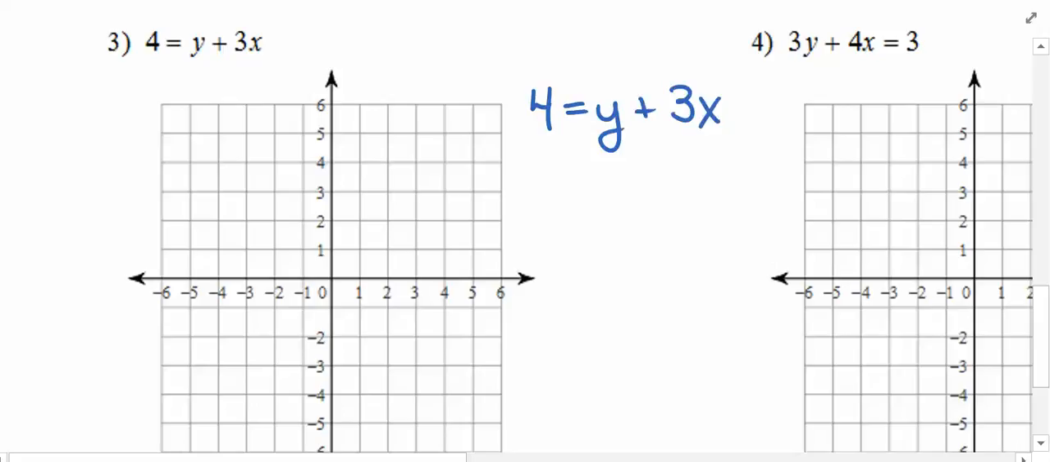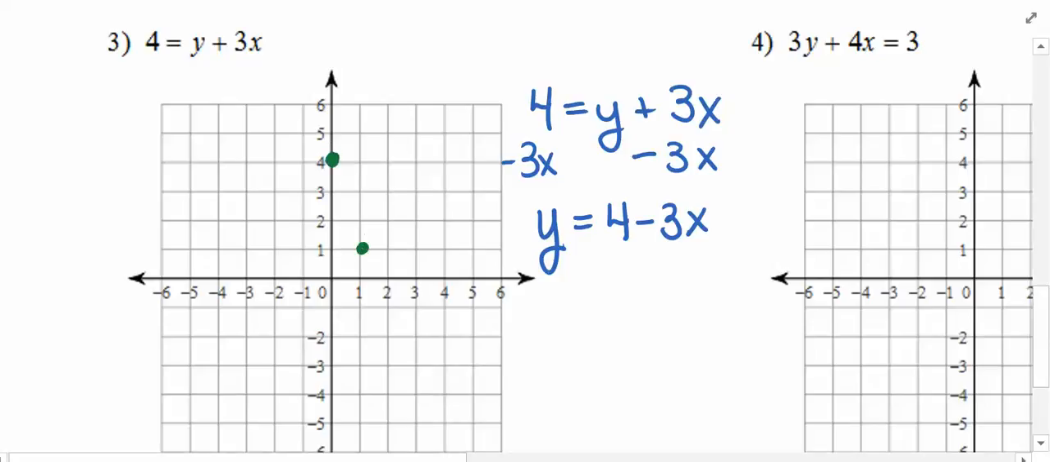If you're solving for y, you need to get y by itself. So minus 3x, and again, I usually like y on the left, so I'm going to say y equals 4 minus 3x. They're not like terms. I'm going to go ahead and graph it. I start at 4, go down 3 over 1, down 3 over 1, down 3 over 1. And there's my line. Alright, go to number 4.